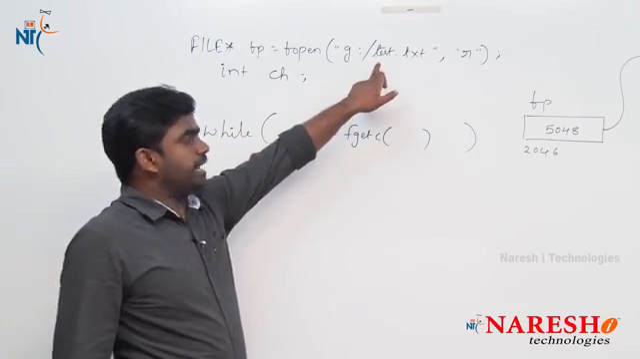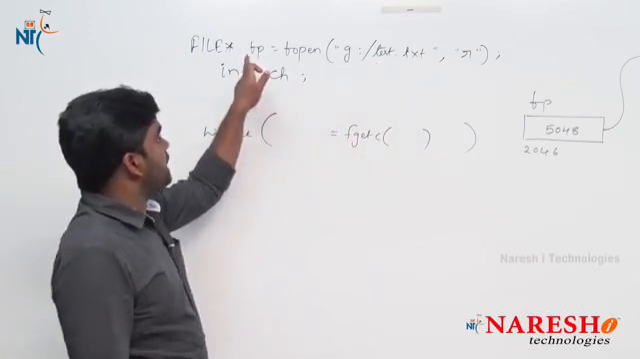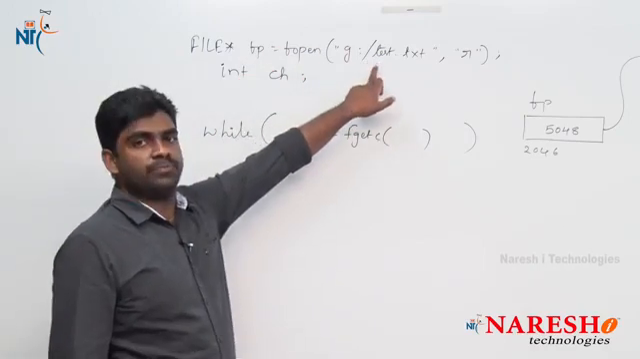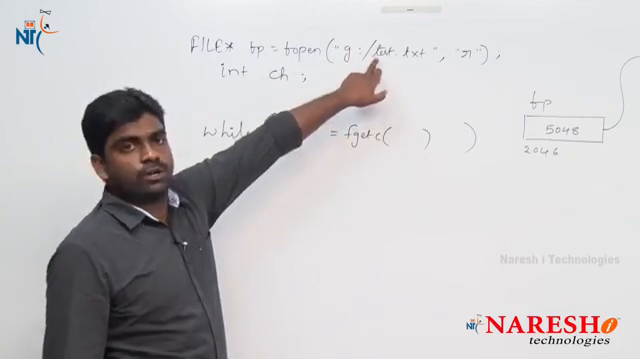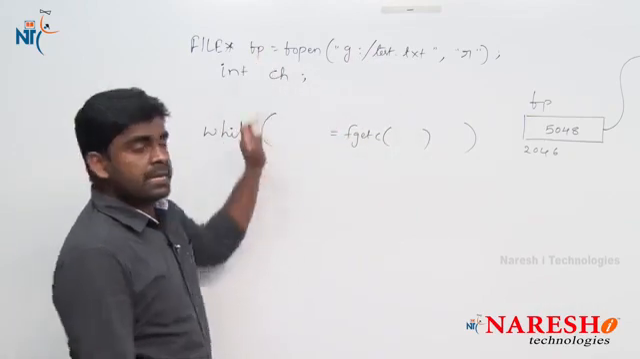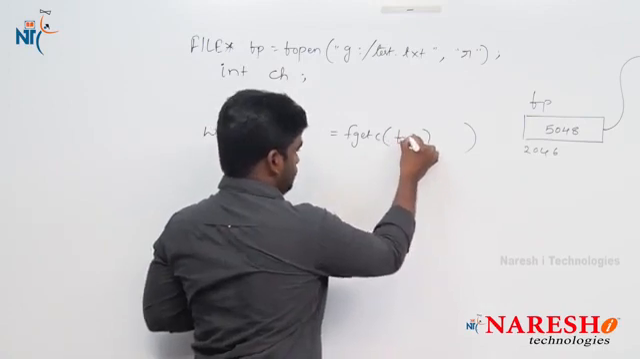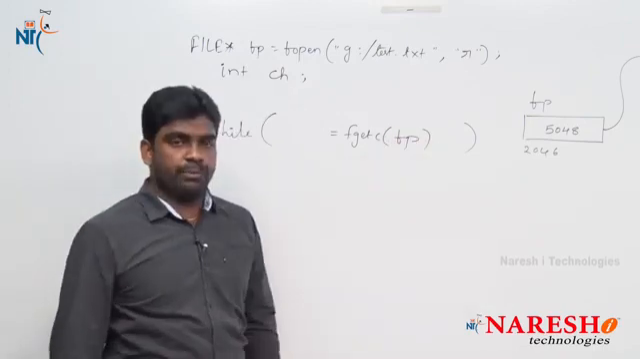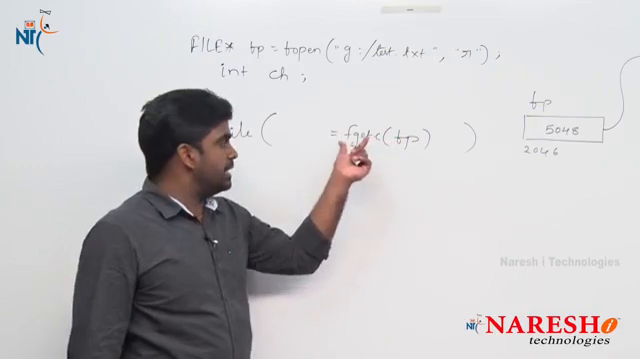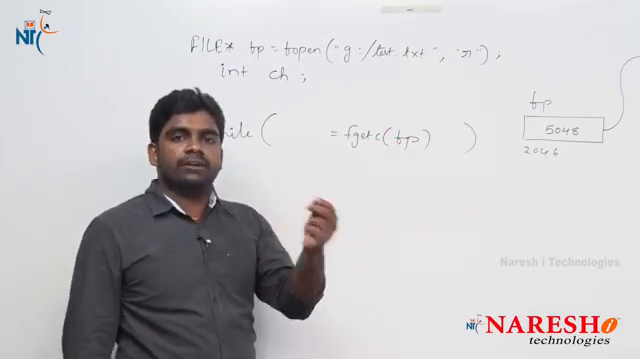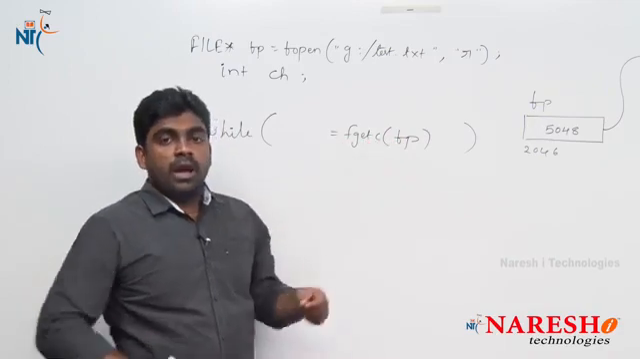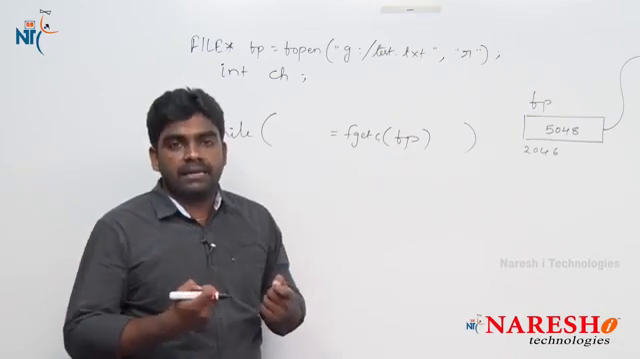Now it will open the file in read mode and here it is, fp is pointing to this file. So I want to read the information of this file. So what do we have to pass? fp we have to pass. If you pass the value fp, then fgetc starts reading the information from fp. How will it read? Character by character it will read.